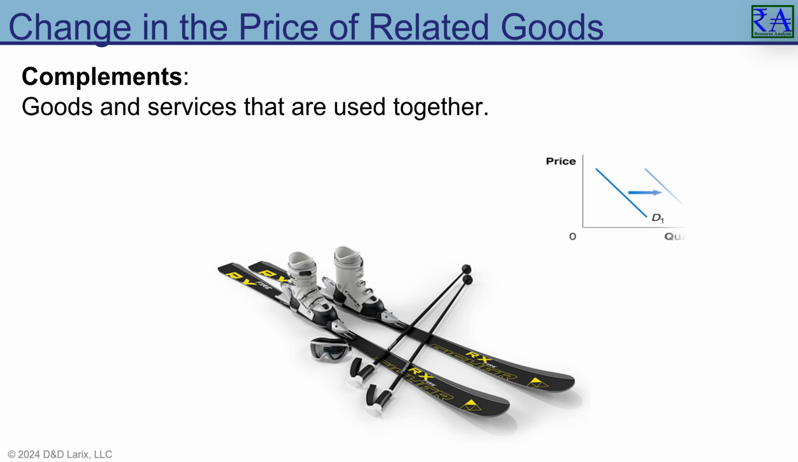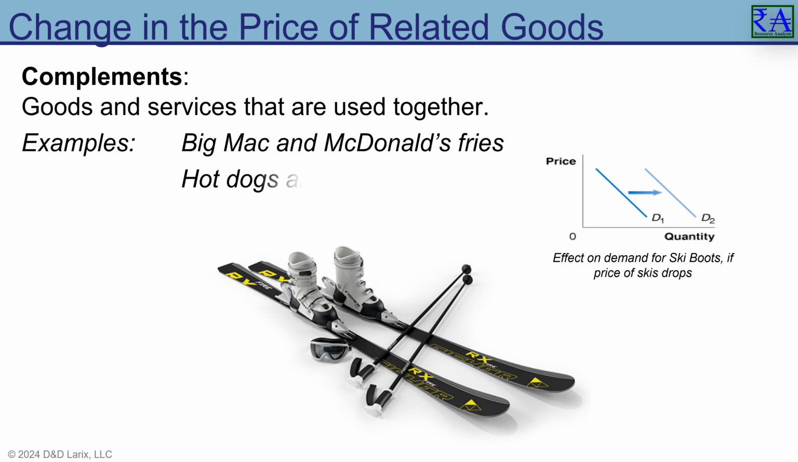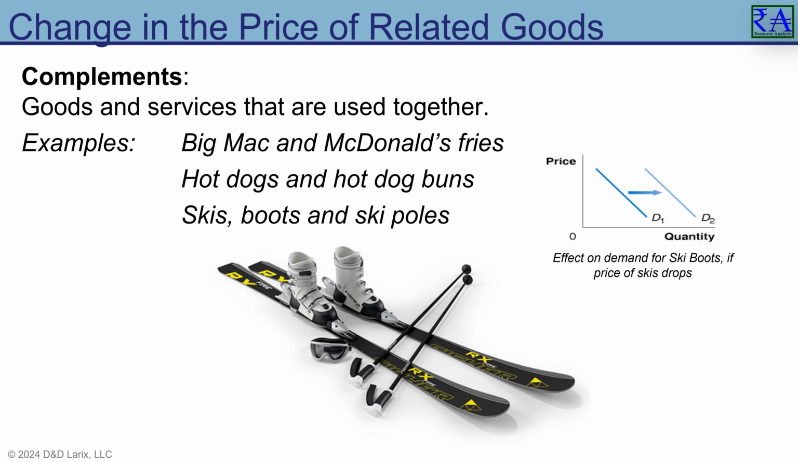Complements are goods and services that are used together. When 2 goods are complements, the more you buy of one, the more you buy of the other. A decrease in the price of a complement causes the demand curve for a good to shift to the right. An increase in the price of a complement causes the demand curve for a good to shift to the left.